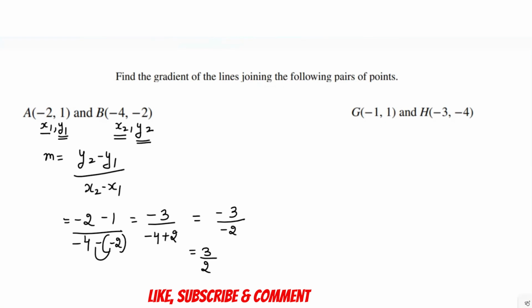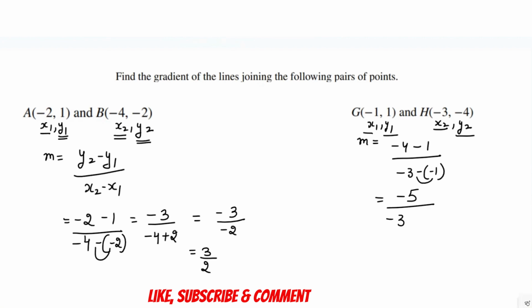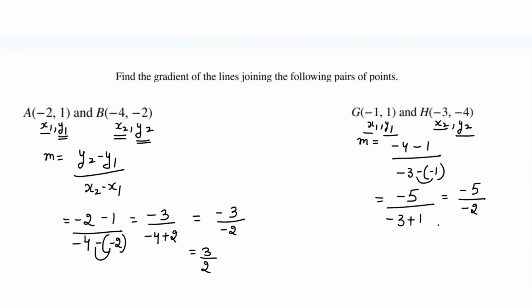Similarly, if I find the value for the other 2 points, the value for m will be equal to, we will write down here x1, y1, x2, y2, and then we'll substitute the values. y2 is minus 4, y1 is 1, divided by x2 is minus 3, x1 is minus 1, which is equal to minus 5 over minus 3 minus minus 1. Minus and minus will be plus 1, which is equal to minus 5 over minus 2, and then we'll get 5 over 2. So the value for m is equal to 5 by 2.